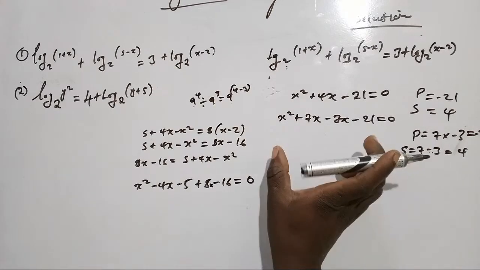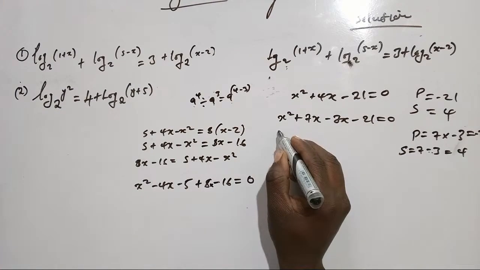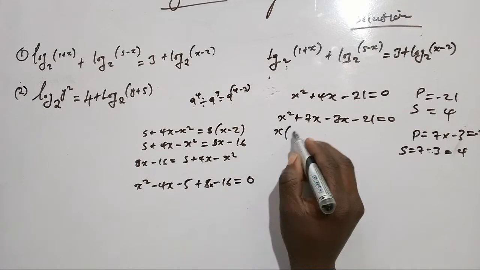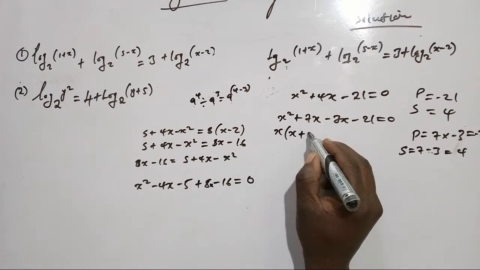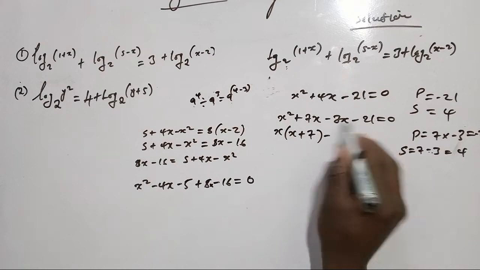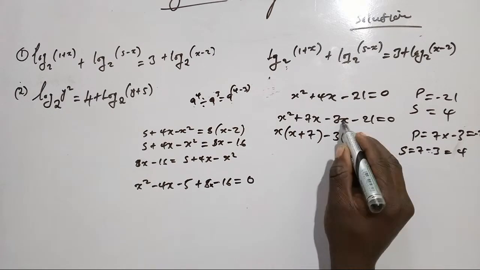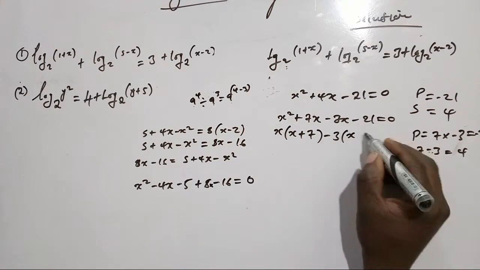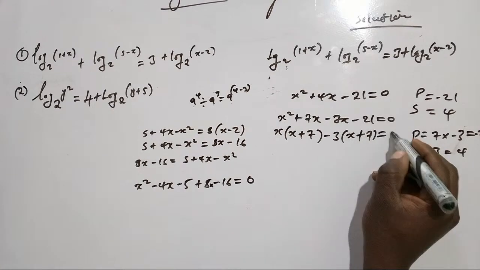Then if you reach here, you have to factorize now. What is common here? It is x: x(x + 7), x into x² you remain with x, and x into 7x you have 7, then close bracket, minus, what is common here? It is minus 3, right? Minus 3 into minus 3x you remain with x, minus 3 into minus 21 you remain with plus 7, which equals 0.